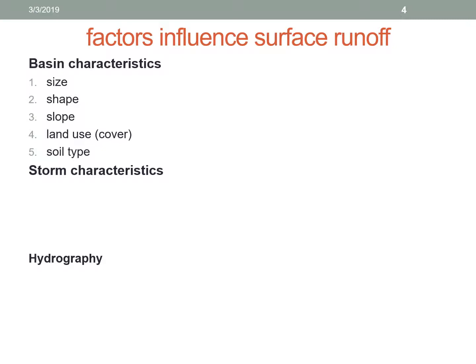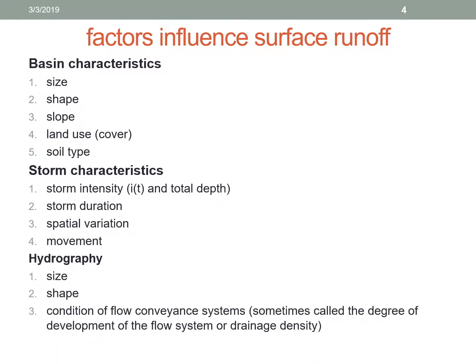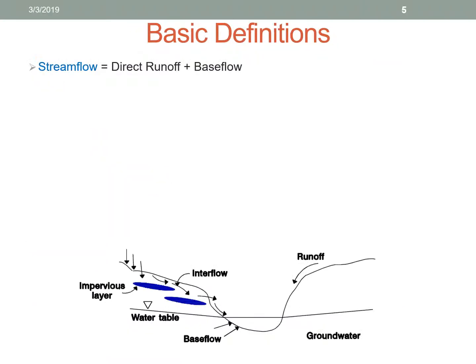Storm parameters, storm characteristics. Storm intensity, which is in inches per time or millimeters per time. Storm duration, spatial variation, and movement. These are storm parameters. Hydrography: size, shape, and condition of flow conveyance systems. These are the important parameters for hydrographs.